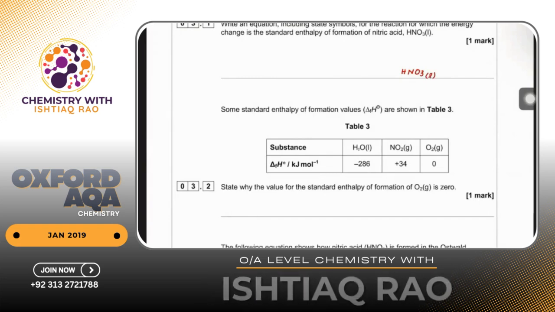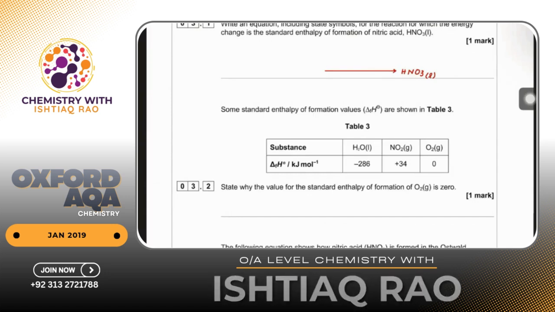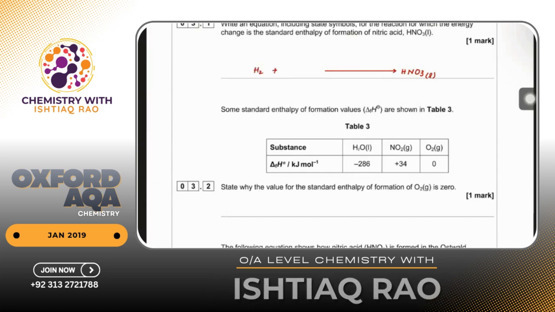They have given you the state symbols. So I need to write hydrogen, then nitrogen, then oxygen.